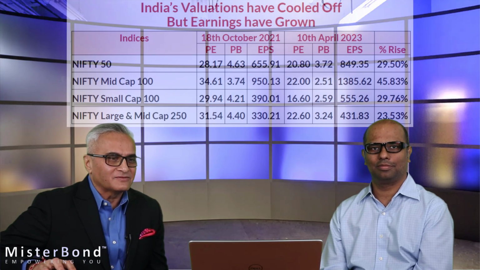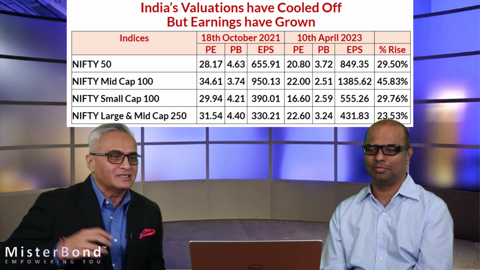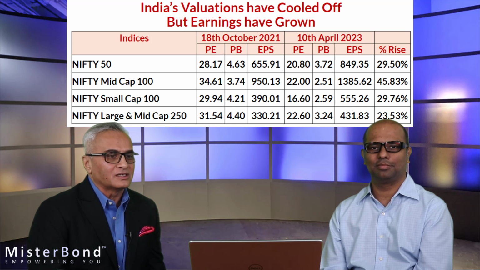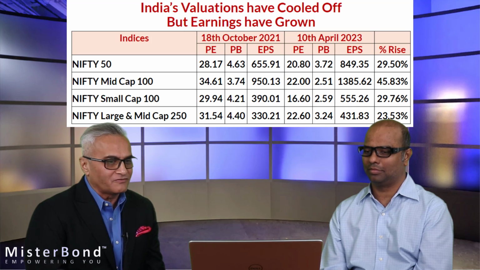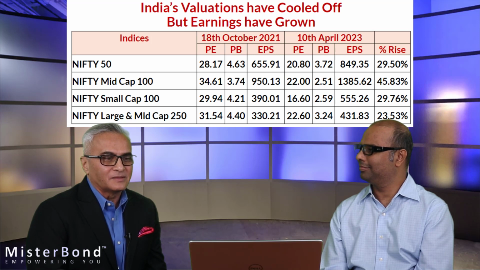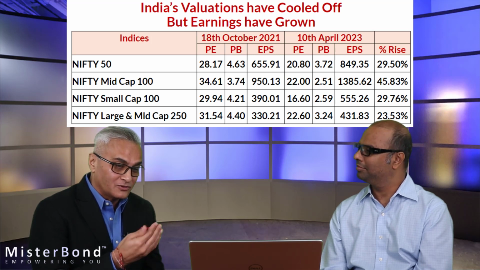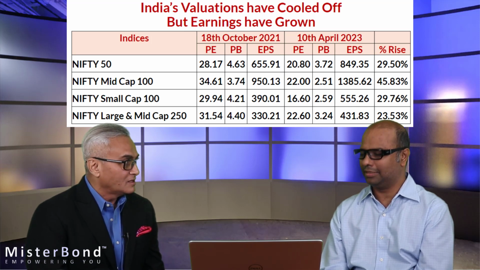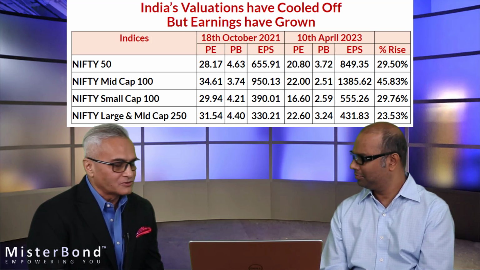Now let's talk about India's valuations, which have cooled off substantially, but earnings have grown. So if you see the valuations from October 2021, when the price to earning, price to book, and earnings per share of Nifty 50 were at 28, 4.63 and 60.55. Currently, because the markets have cooled off, the price to earning has come off to 20.80, 3.72 of price to book, and the good part is that earnings have grown. Yes. Something similar is happening in the mid cap space also, in the small cap space also.